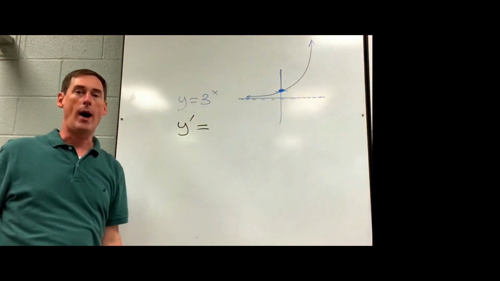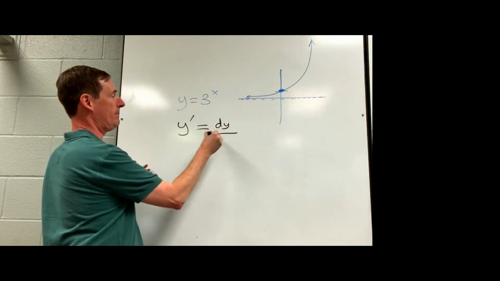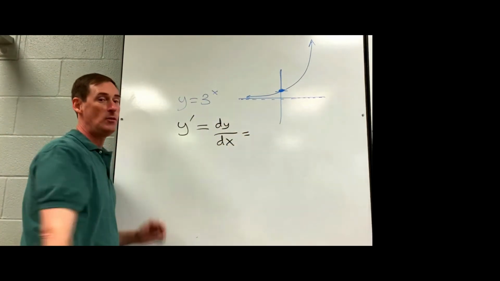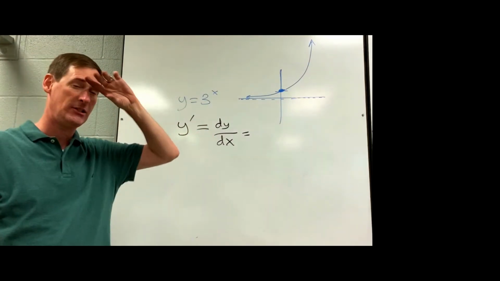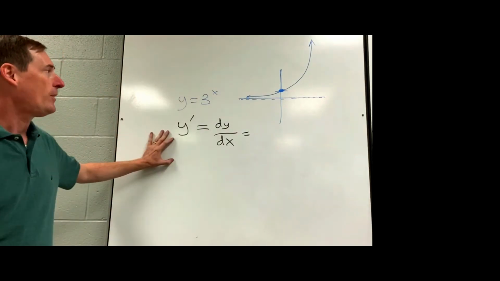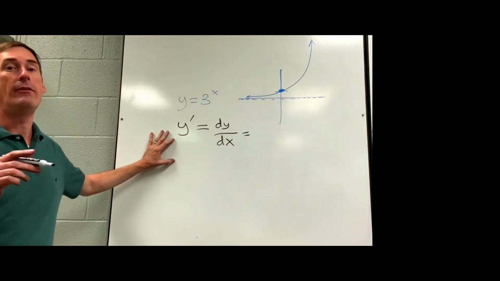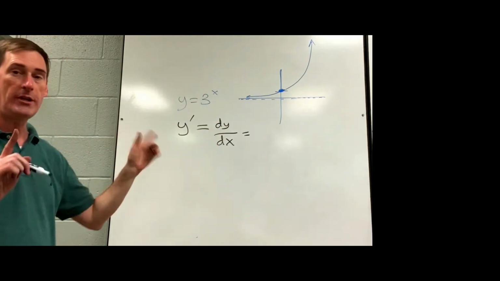So we write y prime, or we can write the fancy notation, dy over dx. They really like the dy over dx in college, but y prime is fine. It's more practical for now. Okay, what is the derivative of an exponential growth or decay? It's the same formula, growth or decay formula.